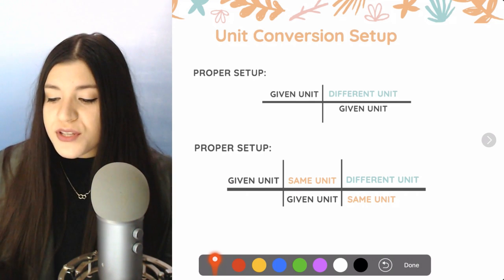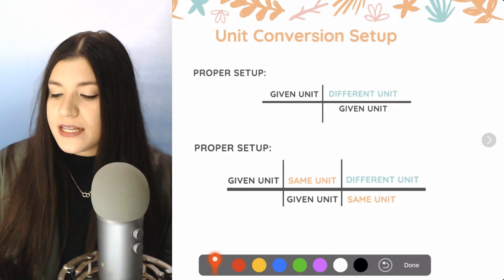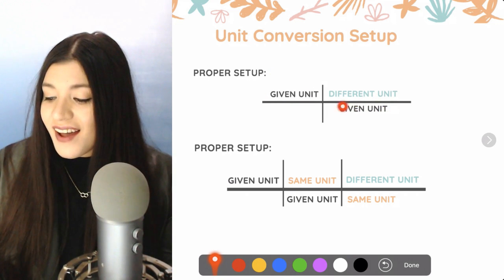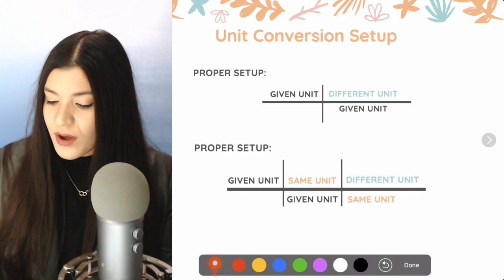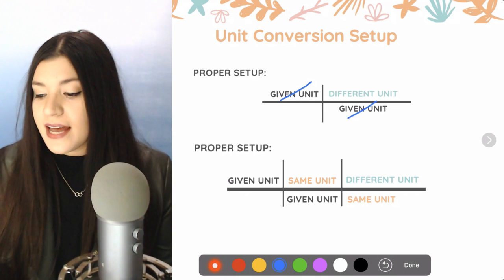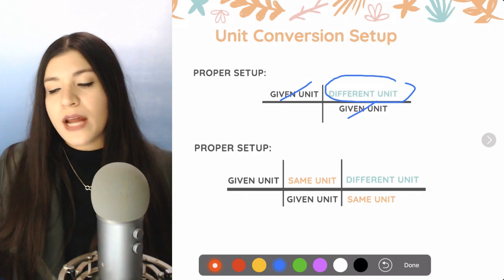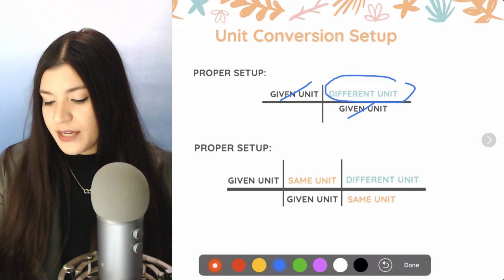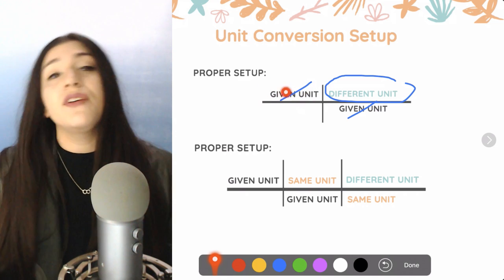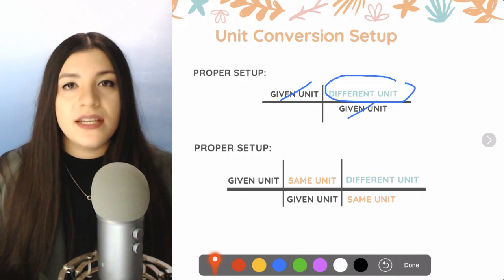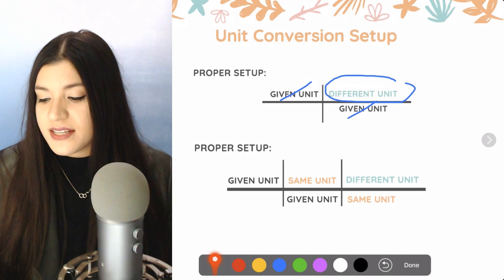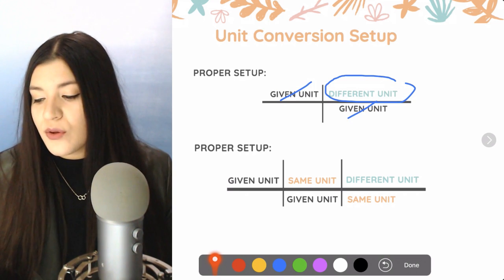The proper setup is that your given unit will always be aligned right across from each other so they can cancel out and get to the different unit, or whatever you're looking for. So essentially, you're always going to start off with the given unit. Let's say you're given feet and you're asked to get to inches, then the feet would be aligned, they'd cancel and go to inches.